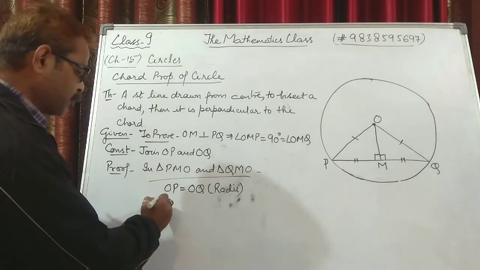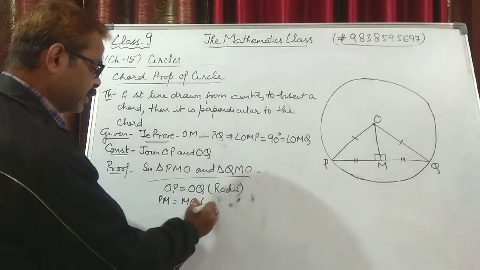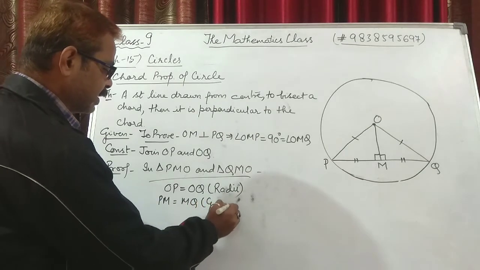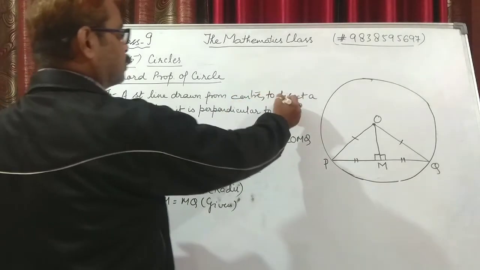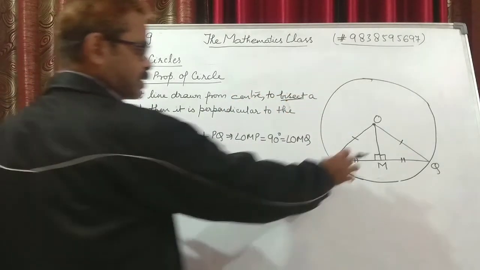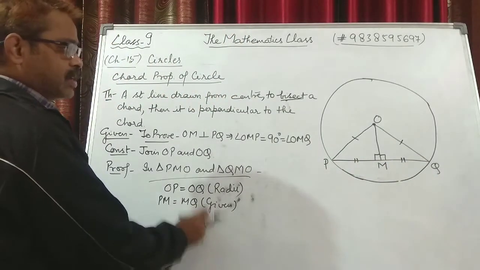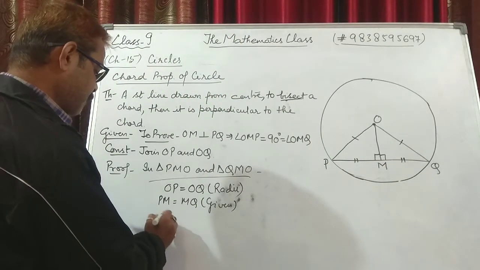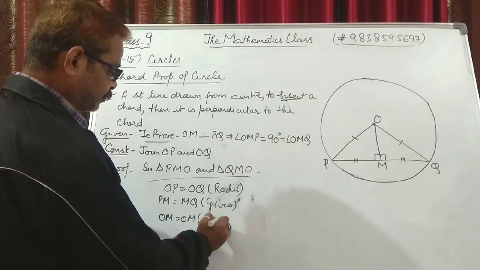Number two, we can say that PM is equal to MQ. It is given. What is given? They say a straight line drawn from the center to bisect. The word bisect is there, so PM and MQ are equal. Third point, we can say OM is equal to OM, common.